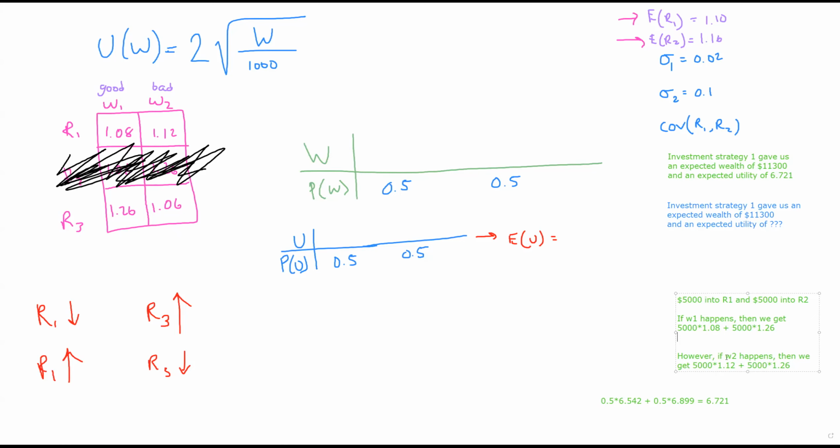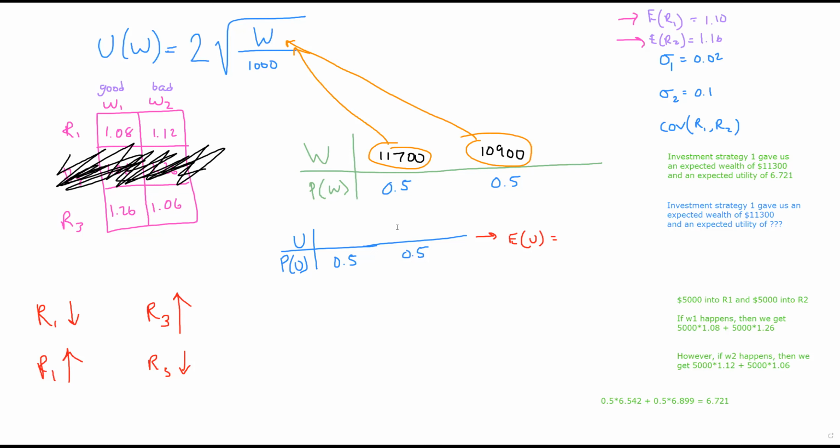So 5,000 times 1.08 plus 5,000 times 1.26 gives me 11,700. And if I do 5,000 times 1.12 plus 5,000 times 1.06, I get 10,900. Of course, these are not utility values. How do I make them utility values? Take them and plug them into my utility function for wealth.